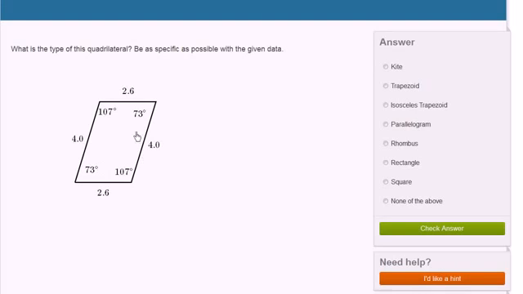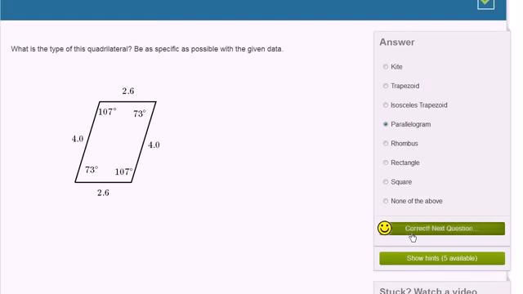This side is parallel and congruent to this side. This side is parallel and congruent to that side. So we're dealing with a parallelogram. Let's do more of these.